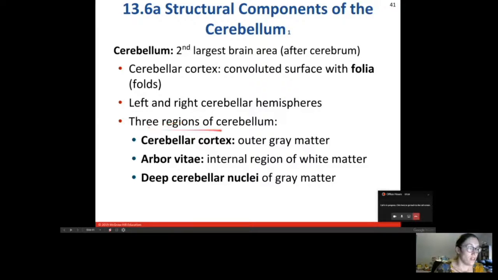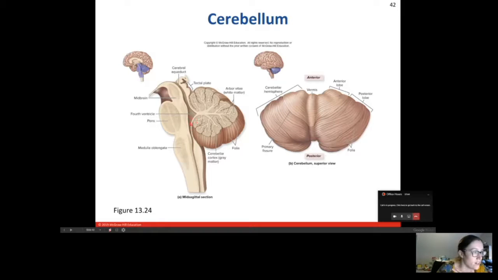So the major regions that you'll need to be able to identify are the cerebellar cortex, which is the outer gray matter, and the arbor vitae, which is the internal white matter. So right here, this is the cerebellar cortex. So this is the gray matter on the outside, and then this white part right here that looks like a tree, or the tree of life, the arbor vitae, this is the white matter. And you can see the two different cerebellar hemispheres. You don't really need to know about the lobes or the vermis.